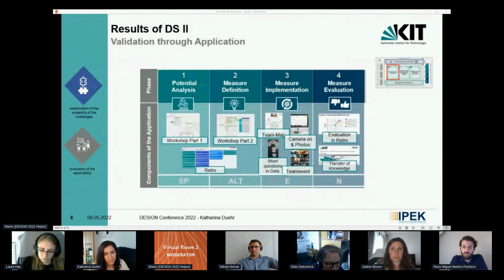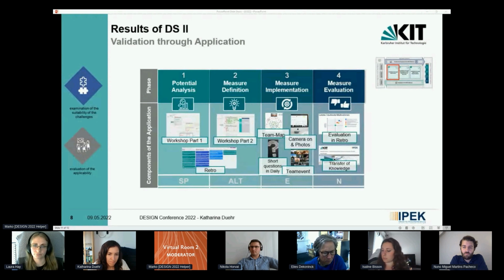Let's just have a quick look at how category 1, the validation through application, supports the examination of the suitability of the challenges and the evaluation of the applicability. In the first step, the potential analysis, in our example, the team identified the activity of managing projects as their critical activity due to efficiency and effectiveness losses in a moderated workshop. In particular, the daily was selected as an activity to focus on. In the potential analysis step, the field of action, team internal organizational structures, and interpersonal communication were determined as the most potential fields of action for improving distributed collaboration.